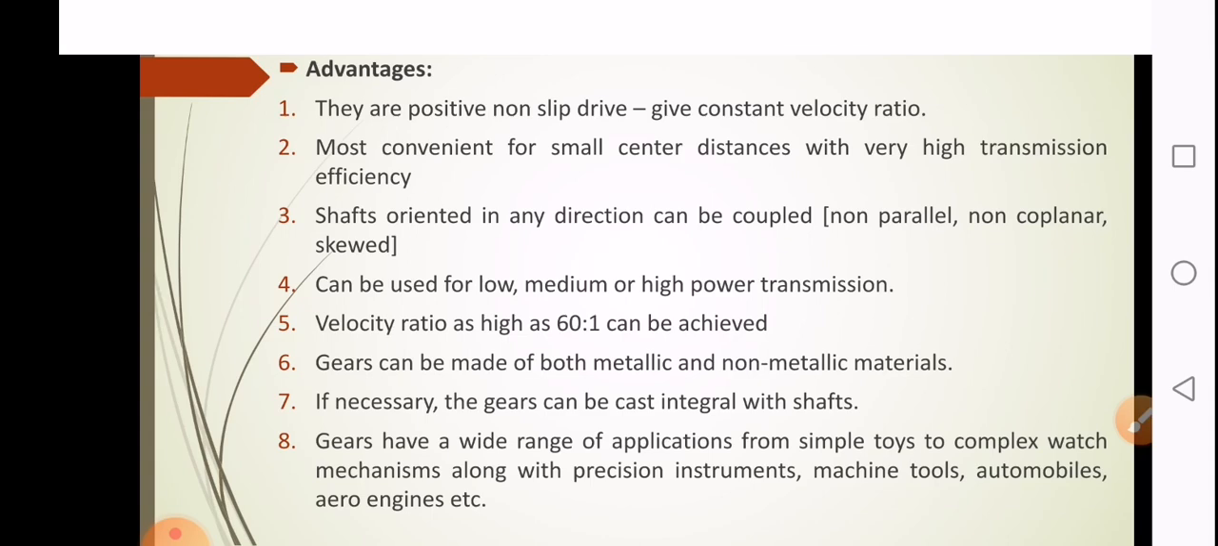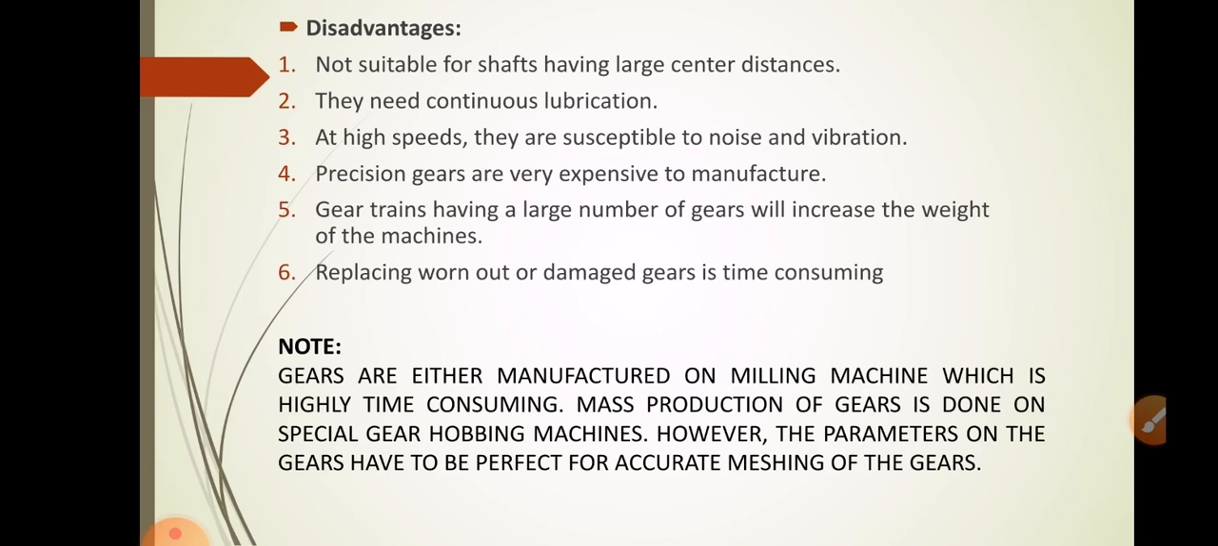However, gear drives also have some disadvantages. They are not suitable for shafts having large center distances. They need continuous lubrication, especially if they are metallic, because there is wear and tear. In order to reduce wear and tear, there has to be continuous lubrication. Then at high speeds, they are susceptible to noise and vibration, because they are made of metals. They may give out noise.